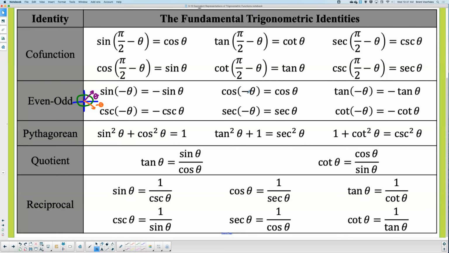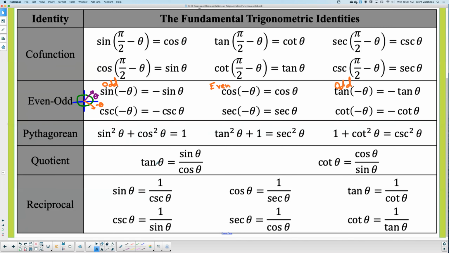That's what these are called. Even functions, put even here. These would be called odd. Odd will be symmetrical with the origin, even symmetrical with the y-axis. Those are even and odd identities.